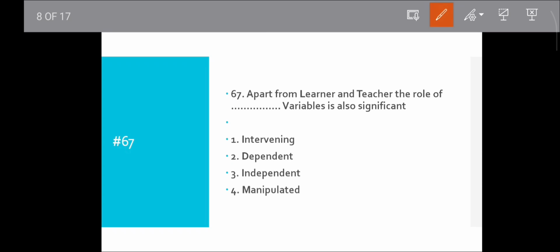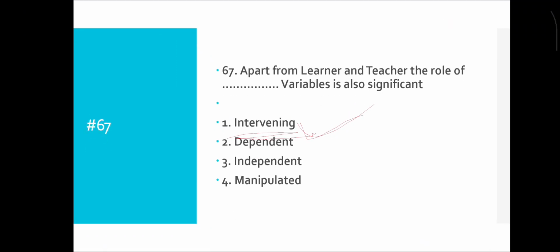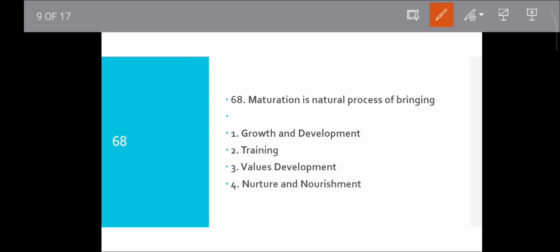Apart from learner and teacher, the role of variables is also significant. Independent, dependent, and what else exists? Intervening. Intervening variables like motivation, attitude, environment, etc. affect the teaching-learning process. So intervening will be the correct answer. Then move to the next question.